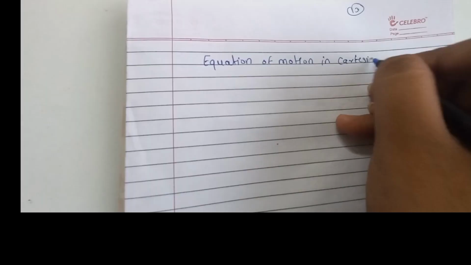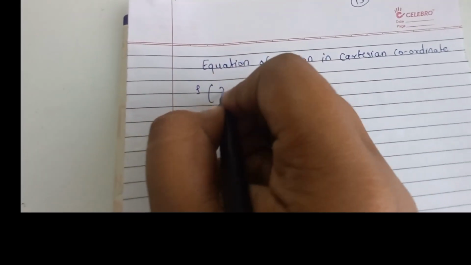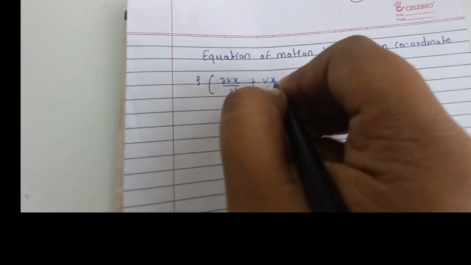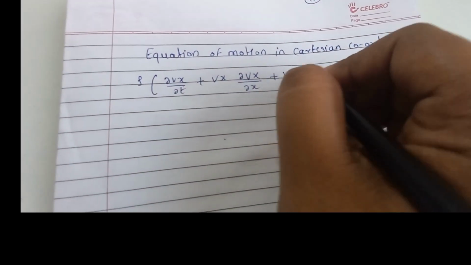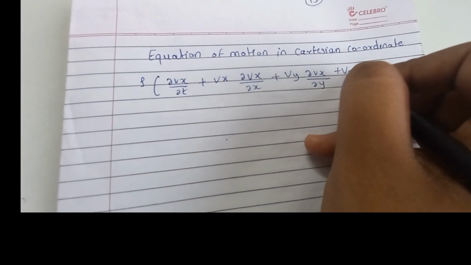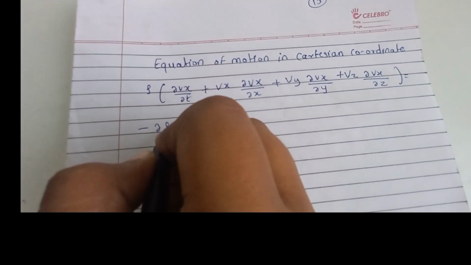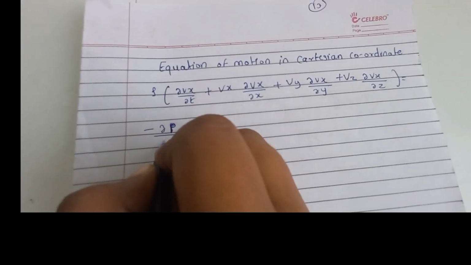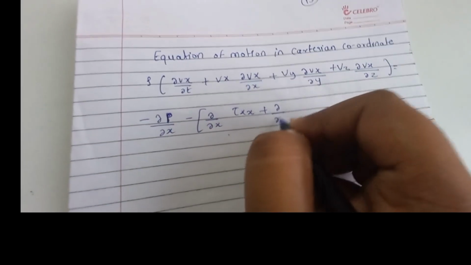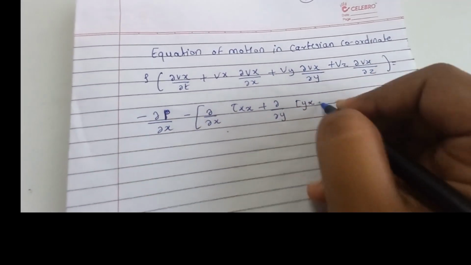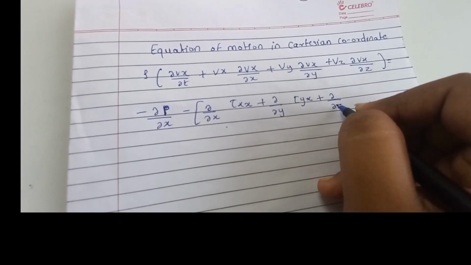Then we can come to our equation of motion in Cartesian coordinates. The equation that we have derived, our equation of motion in Cartesian coordinates, we are writing once again, that is density into del Vx upon del t plus Vx into del Vx upon del x plus Vy into del Vx upon del y plus Vz into del Vx upon del z, that is our left hand side term. Similarly, we can write the right hand side term, that is minus del P upon del x minus bracket del by del x of tau xx plus del by del y of tau yx plus del by del z of tau zx, bracket close, plus rho gx, that is the forces acting in the x direction, as it is the x equation of motion.